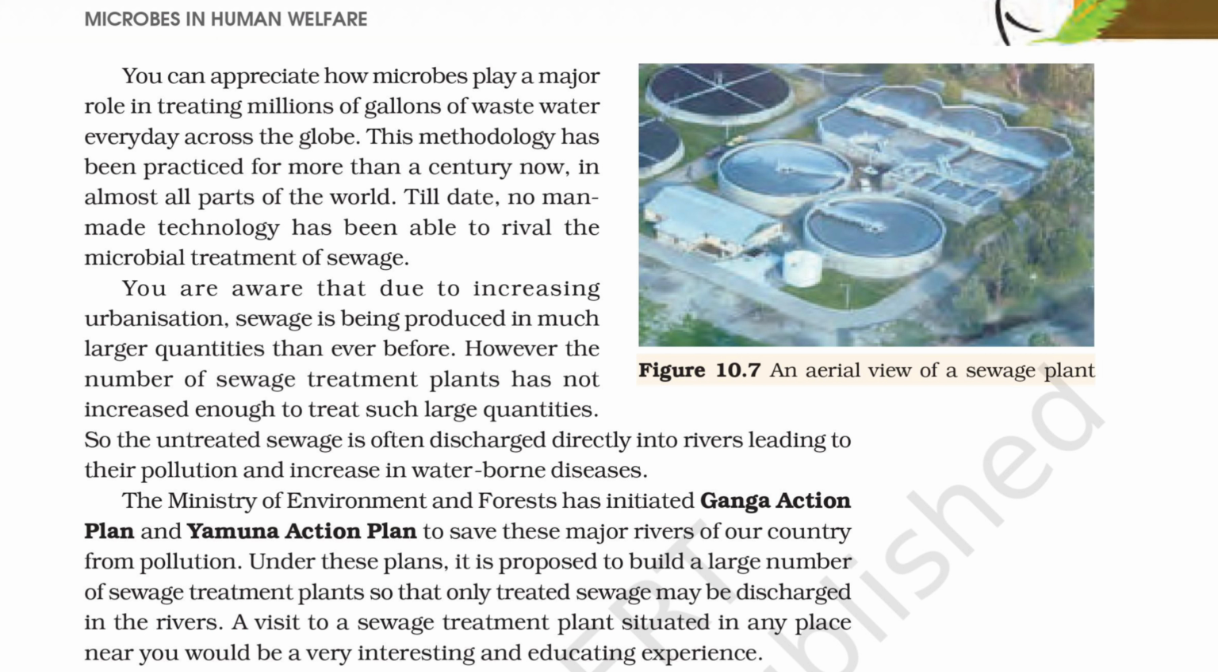You are aware that due to increasing urbanization, sewage is being produced in much larger quantities than ever before. However, the number of sewage treatment plants has not increased enough to treat such large quantities. So the untreated sewage is often discharged directly into rivers, leading to their pollution and increase in waterborne diseases. The Ministry of Environment and Forests has initiated Ganga Action Plan and Yamuna Action Plan to save these major rivers of our country from pollution.